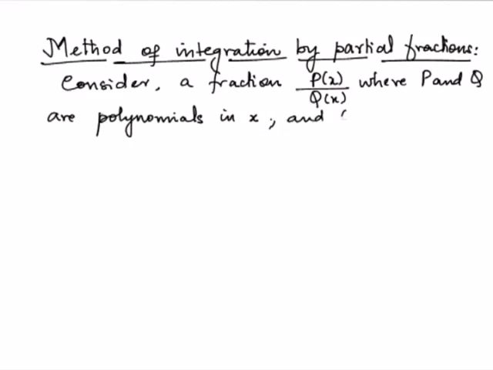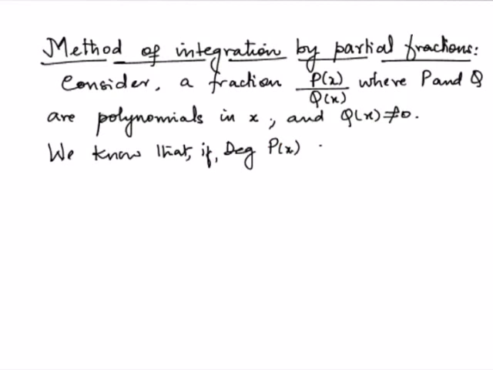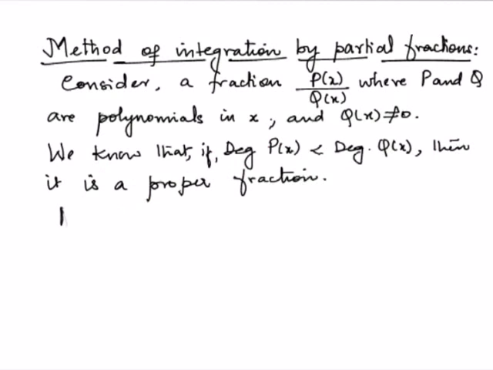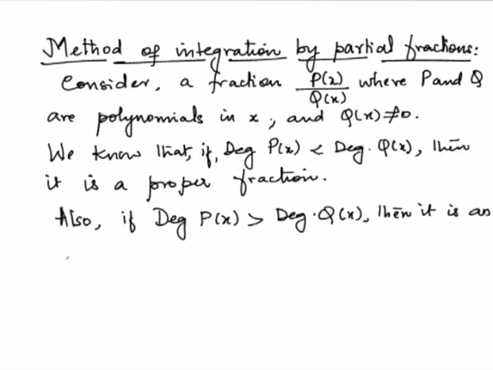If the degree of p of x is less than the degree of q of x, that is, if the degree of the numerator is less than the degree of the denominator, then we call that fraction a proper fraction. On similar lines, if the degree of the numerator, namely p of x, is greater than the degree of the denominator q of x, then we say that it is an improper fraction.